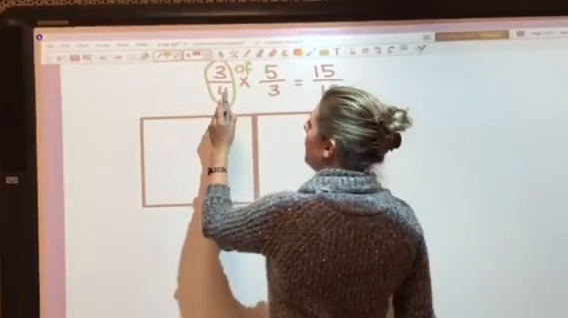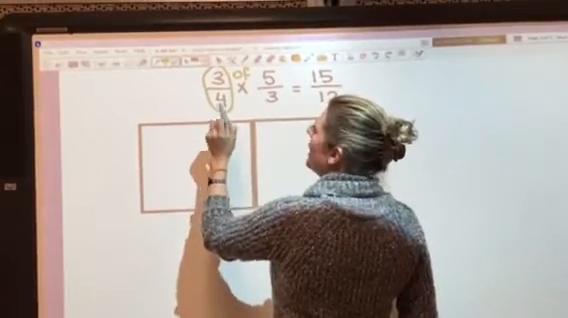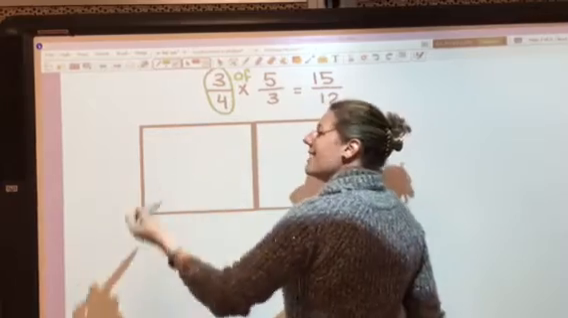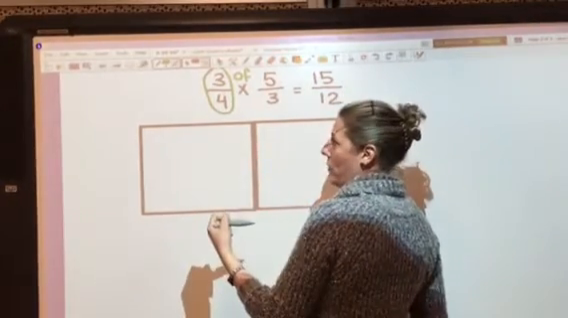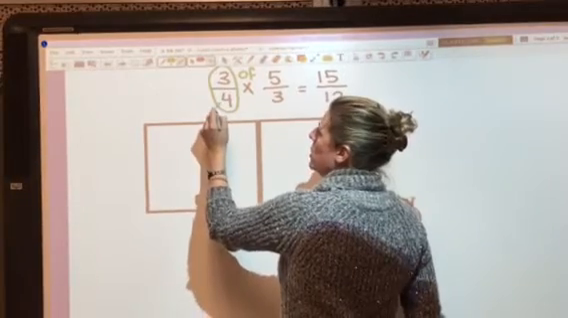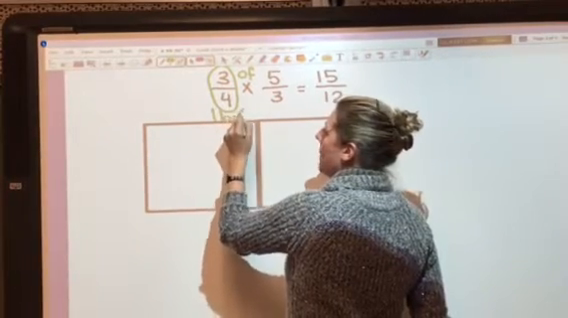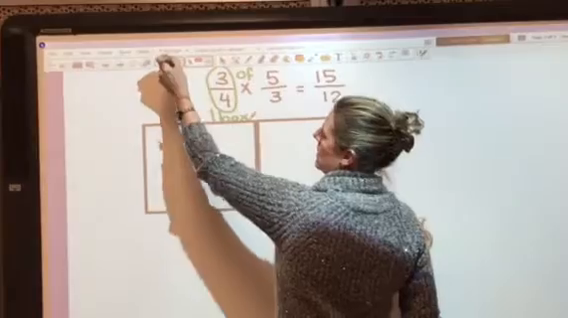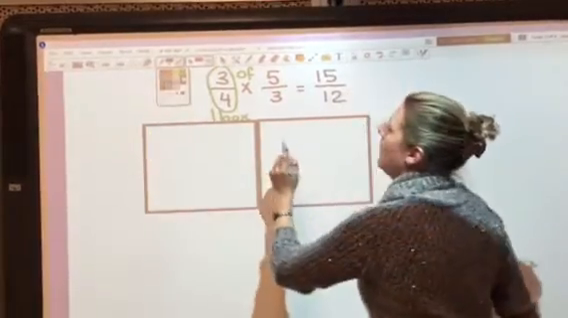We're going to look at 3/4 and we're going to say, is that a fraction that is less than one whole or greater than one whole? And the answer, of course, is it's less than one whole. So we're only going to need one box for the green. Stay with me a second. We're going to come back to that.